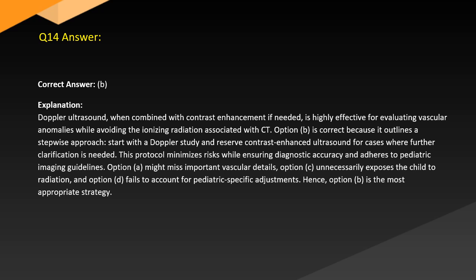Answer. Correct answer, B. Explanation. Doppler ultrasound, when combined with contrast enhancement if needed, is highly effective for evaluating vascular anomalies while avoiding the ionizing radiation associated with CT. Option B is correct because it outlines a stepwise approach. Start with a Doppler study and reserve contrast-enhanced ultrasound for cases where further clarification is needed. This protocol minimizes risks while ensuring diagnostic accuracy and adheres to pediatric imaging guidelines. Option A might miss important vascular details. Option C unnecessarily exposes the child to radiation. And option D fails to account for pediatric-specific adjustments. Hence, option B is the most appropriate strategy.